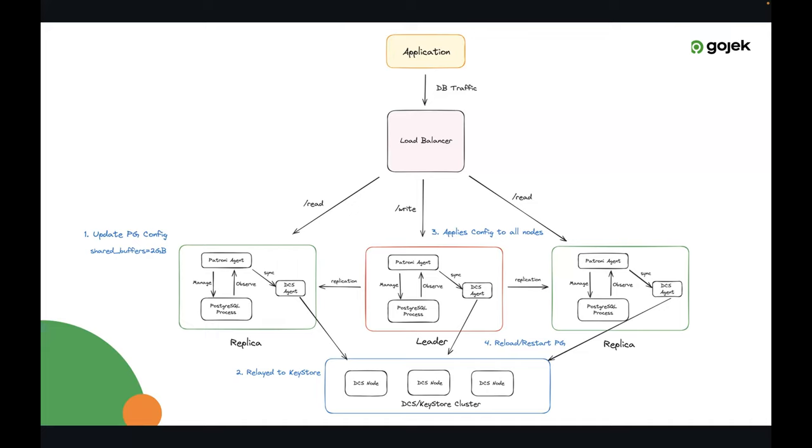That causes a lot of issues. So the best way is to make sure that you always go via the DCS route and make sure that it is always the same. The configuration is always the same on the PostgreSQL process, which is on the DCS as well. So similarly, it would be applied to all the nodes, and it would prompt the user to maybe reload or restart the PG process.